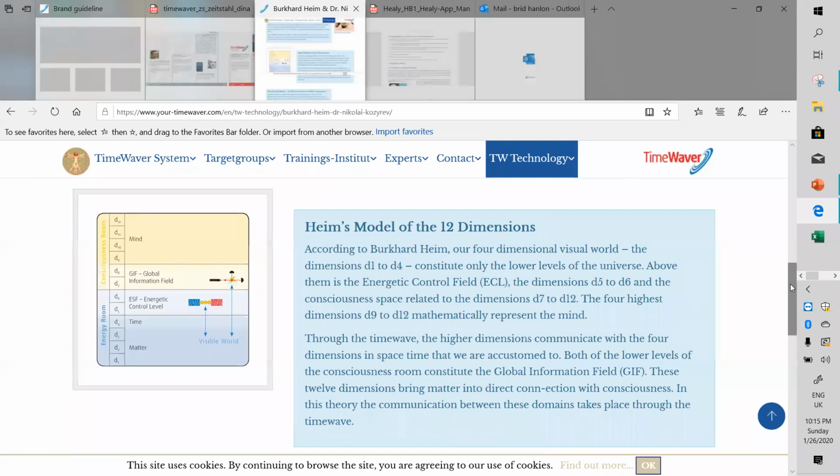So each Timewaver device, both Timewaver Med, Timewaver Frequency, and Healy, has got two very small units inside which connect with dimensions 5 and 6, which are just off the body. They're the energetic control level, it's called, relating though to the physical body, relating to matter. So this is what is termed bioenergetics.